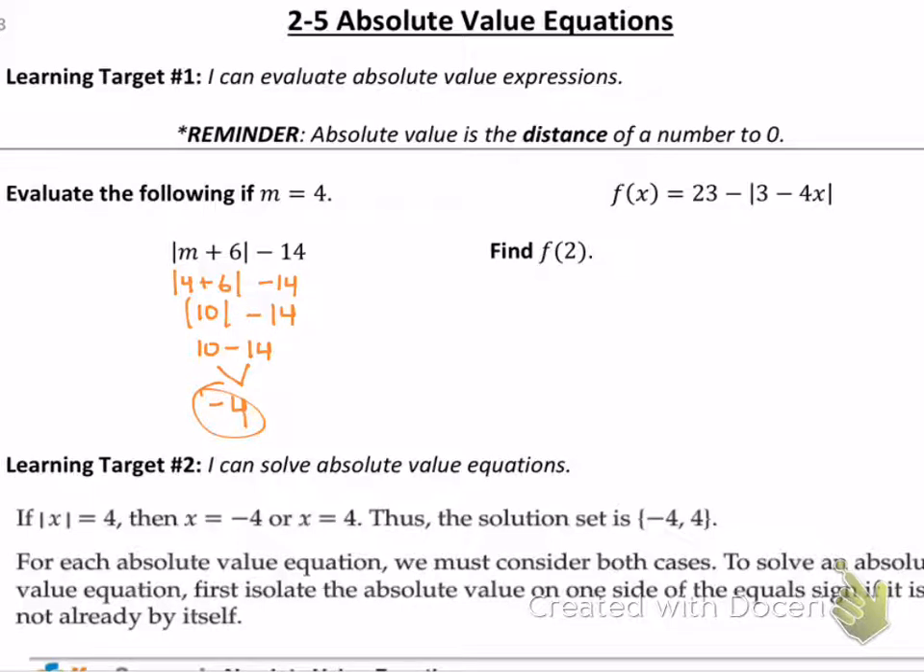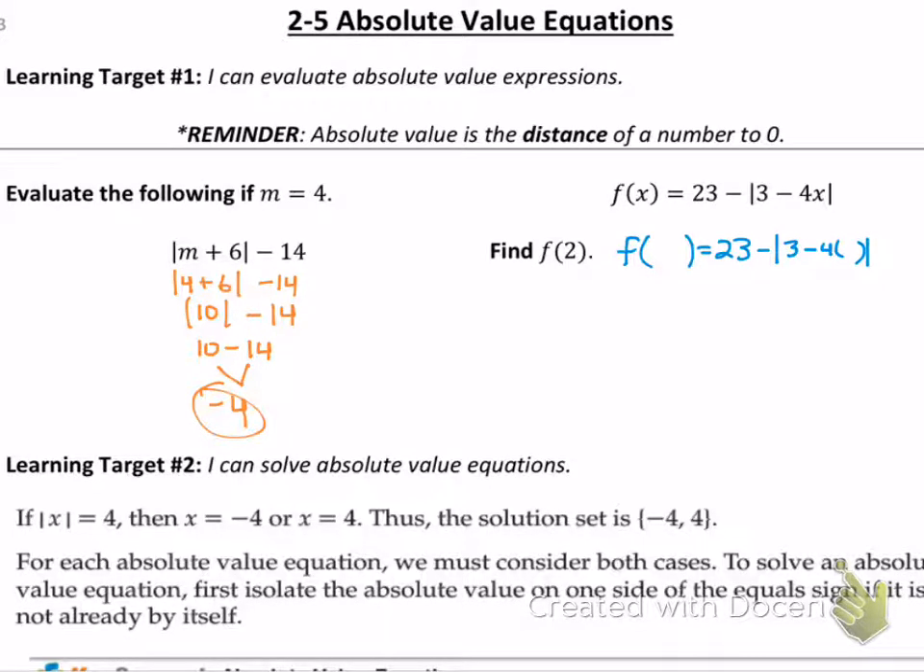Okay, why don't you go ahead and try the second one on the right. This is going back to functions. I know this was something that we had a hard time with on our test, but I'm asking you to use the function on top and find f of 2. So here's my function. f of blank is equal to 23 minus the absolute value of 3 minus 4 times blank.